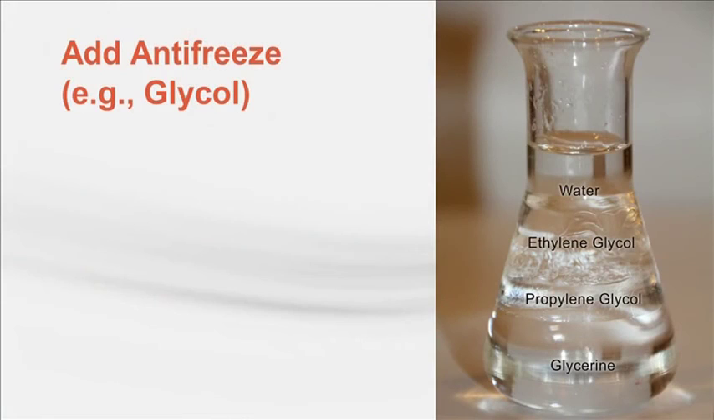A more popular approach is to add antifreeze, such as glycol. This lowers the temperature at which the solution will freeze. The advantage of this approach is that it's predictable and relatively easy to maintain. However, antifreeze degrades the heat transfer performance of coils and chillers, often increasing their size and cost.